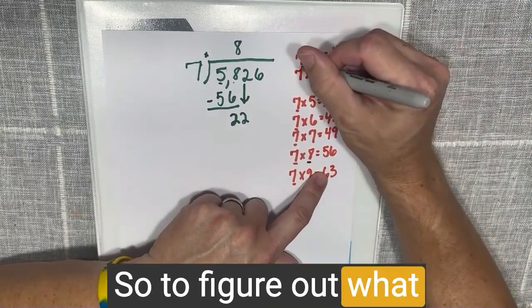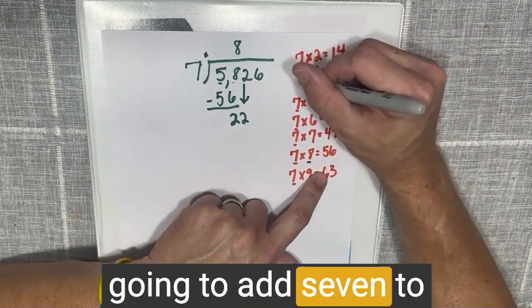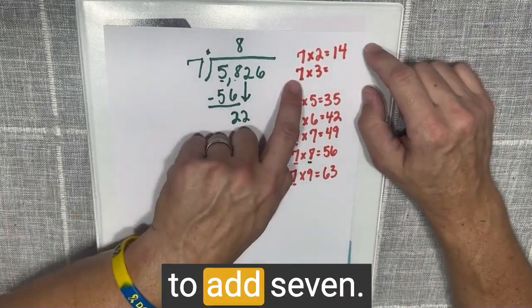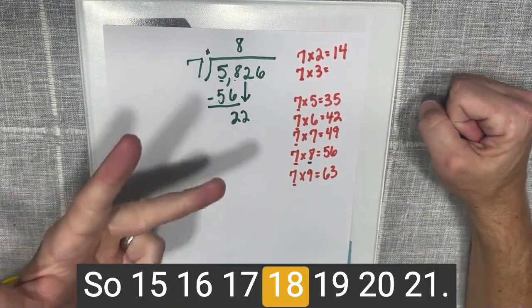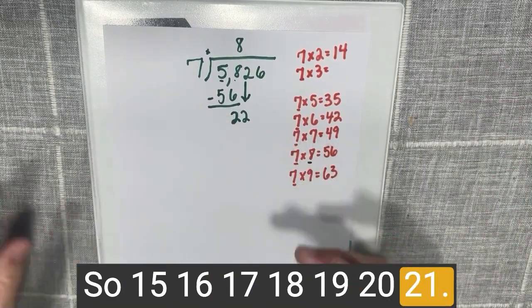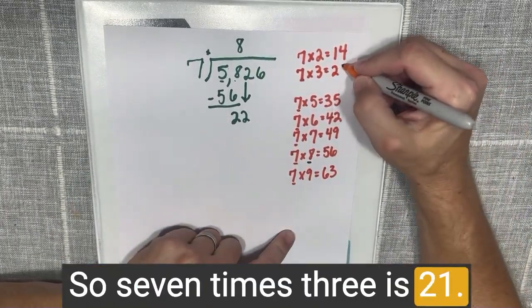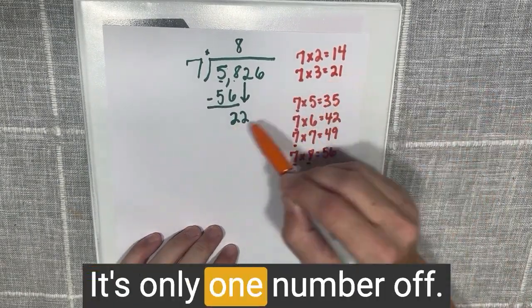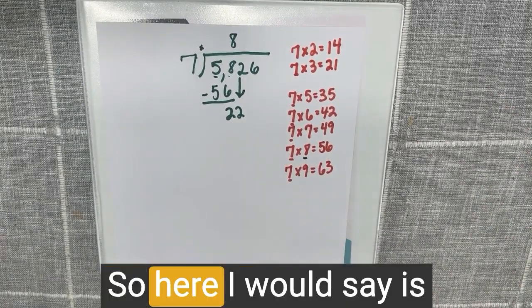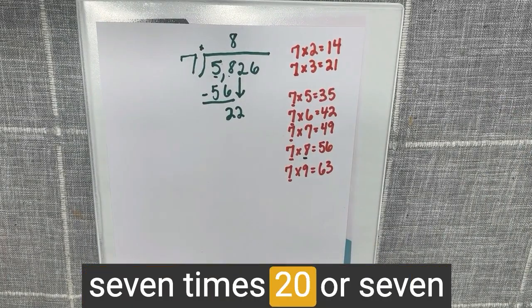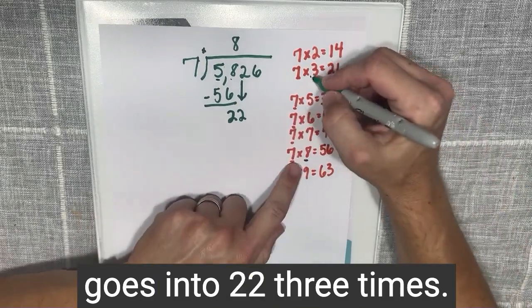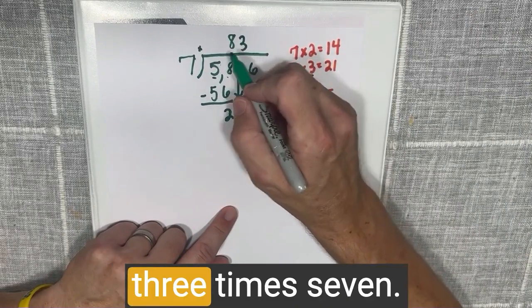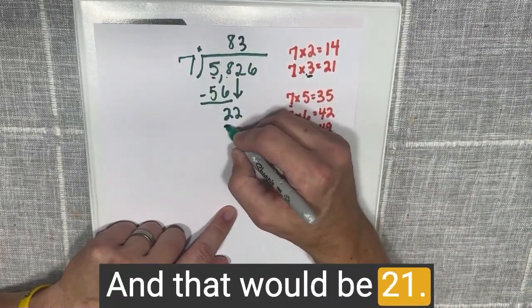Okay. So to figure out what 7 times 3 would be, remember, we're just going to add 7 to that previous answer. So our previous answer was 14. So I'm just going to add 7. So 15, 16, 17, 18, 19, 20, 21. So 7 times 3 is 21. All right. Okay. Now that is as close as you're going to get. It's only one number off. Okay. So here I would say 7 goes into 22 3 times. I'm going to put that 3 right up here. And then remember, we take that answer, 3 times 7, and that would be 21.